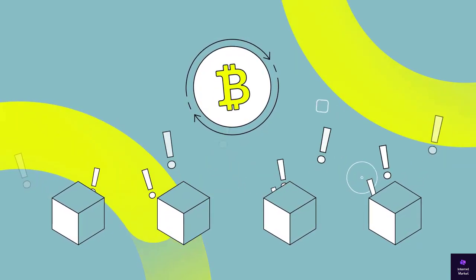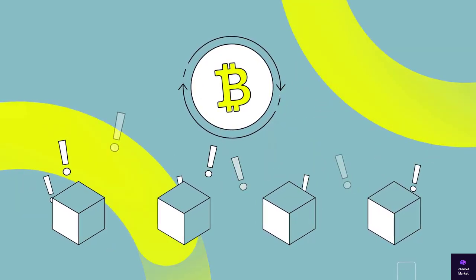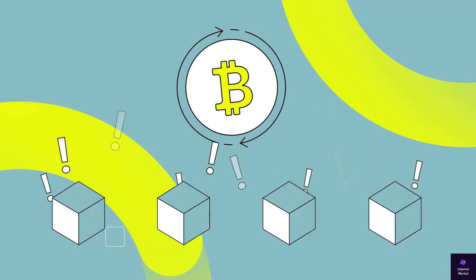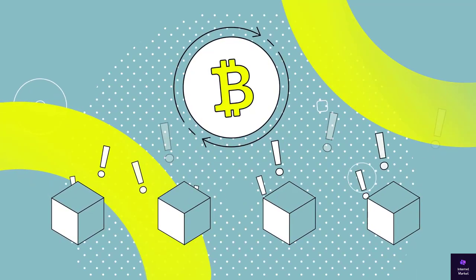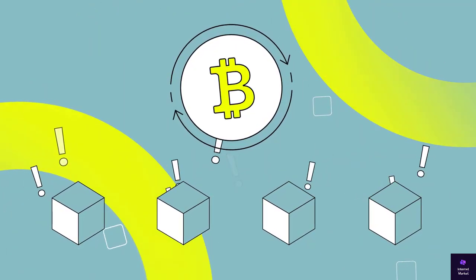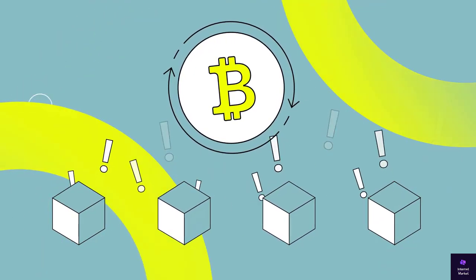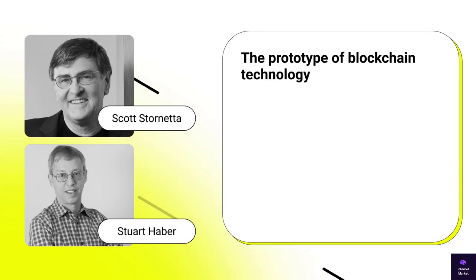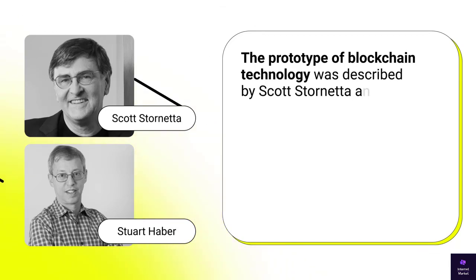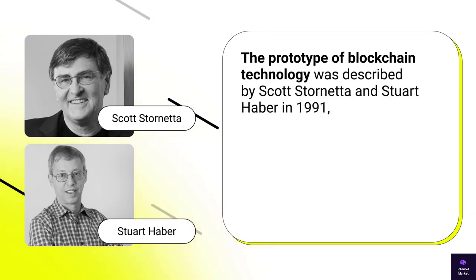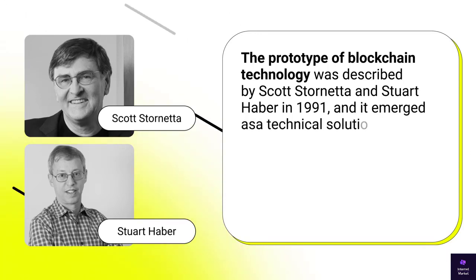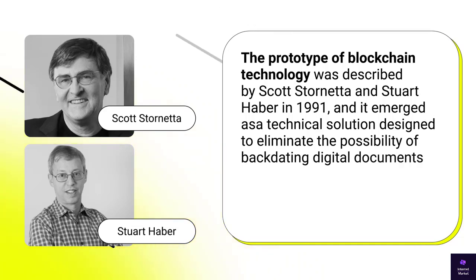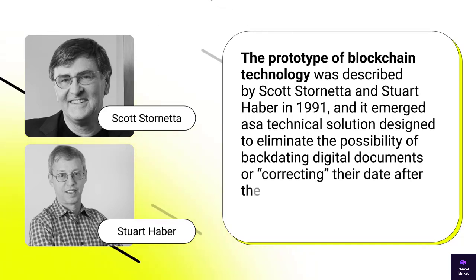Once the transaction is made, the block adds information about transferring a certain amount of cryptocurrency from one address to another. This information is added to all copies of the blockchain in the network. There is no way to change it. Fun fact, the prototype of blockchain technology was described by Scott Stornetta and Stuart Haber in 1991, and it emerged as a technical solution designed to eliminate the possibility of backdating digital documents or correcting their date after the event.